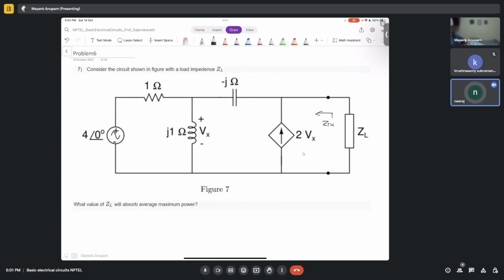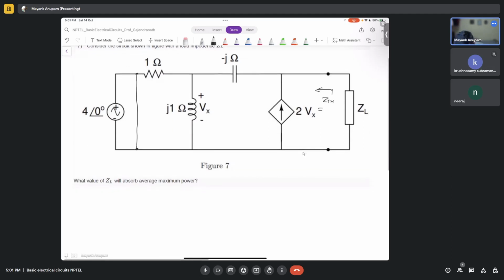We have to apply a test voltage. Yes, you have to apply a test voltage by shorting this first. This will be shorted here, and then you have to apply a test voltage. So apply a test voltage and then find how much this is. So this is the same thing like this, right? So let me redraw it.